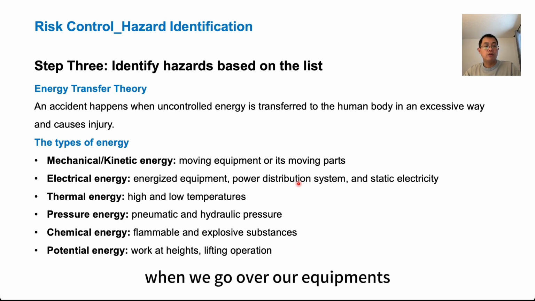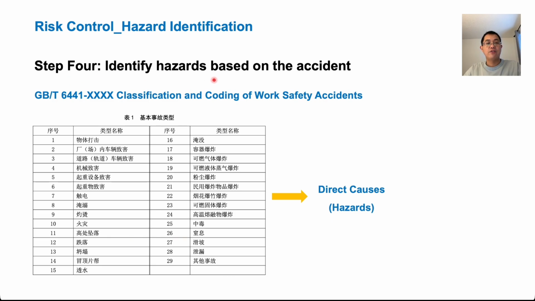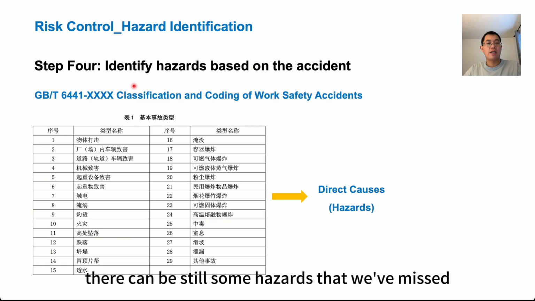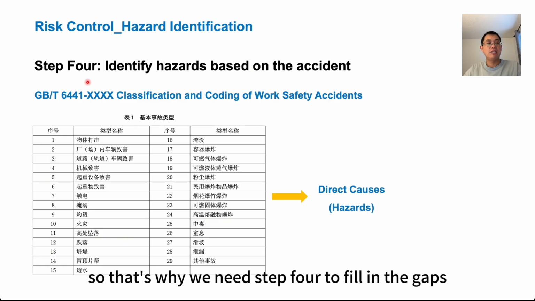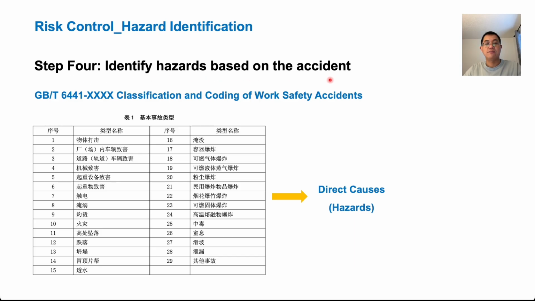So when we go over our equipment, materials, or tools through the lens of all these types of energy, hazards are much easier to spot. We've actually identified most of the hazards when we finish step 3. However, there can be still some hazards that we've missed, so that's why we need step 4 to fill in the gaps by identifying hazards based on the accident. So how do we do that?